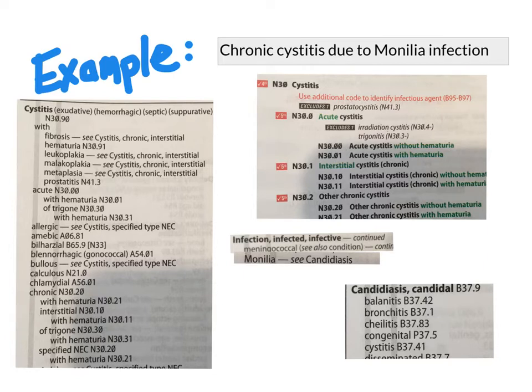In exercise 21.1, you will look at the diagnosis of chronic cystitis due to Monilia infection. When you're coding UTIs or urinary tract infections, such as cystitis or urethritis, you should first look for the specific condition. So in this case, the specific condition is cystitis, inflammation of the urinary bladder. Look for that condition in the alphabetic index before finding the main term for the type of infection.